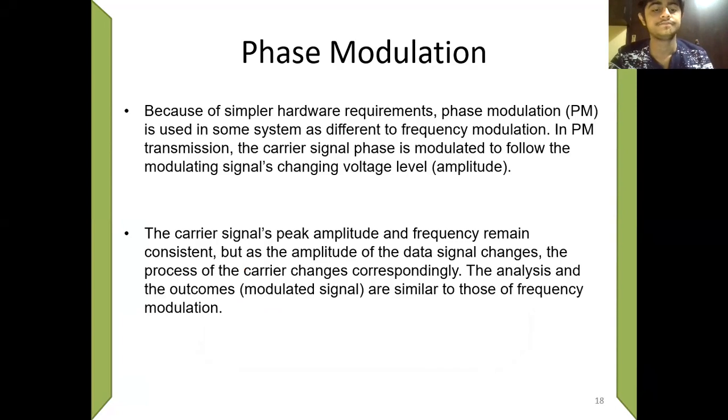Phase modulation. An analog to analog modulation method in which the carrier signal phase varies with the amplitude of the modulating signal.